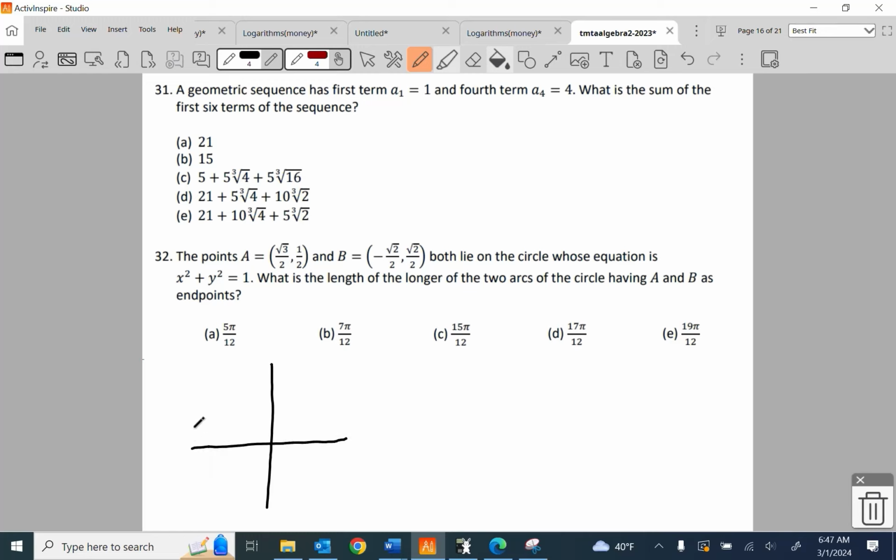Here's another issue: trigonometry was removed from your standards this year, so this means nothing to you. It really doesn't mean a thing. Let's look at these real quick, maybe individually. To get to point A, you go right root 3 and up a half.